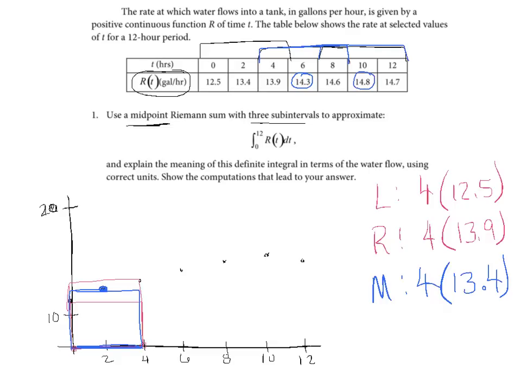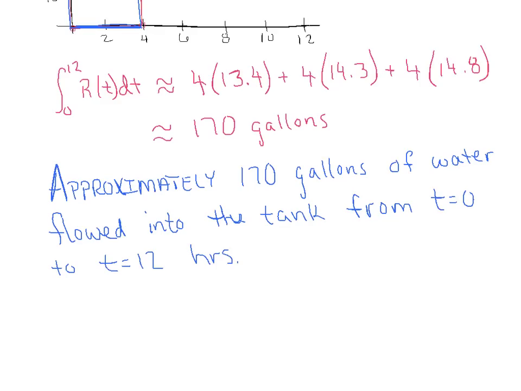Now what I want you to do here is not only to finish off the calculations for that midpoint Riemann sum and get the correct label on that sucker, but I also want you to work on explaining the meaning of this definite integral using precise wording, being very accurate and detailed, and we'll see if we end up with the same thing. So here's what my calculations look like. We said that the integral from 0 to 12 is approximately equal to these calculations. We have our heights of 13.4, 14.3, and 14.8. That's the key. We want to make sure we got the right heights. I ended up with 170 gallons, and then my sentence says that approximately 170 gallons of water flowed into the tank from the time t equals 0 until t equals 12 hours.